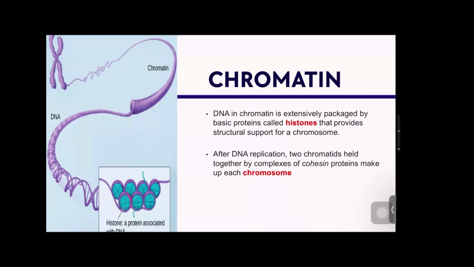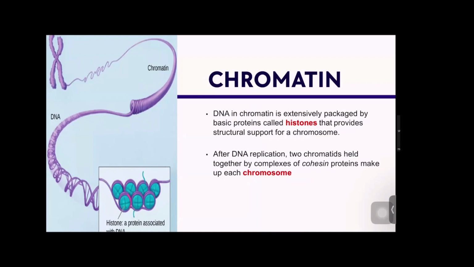So our DNA in chromatin is extensively packaged by basic proteins called histones that provide structural support for a chromosome. After DNA replication, two chromatids held together by complexes of cohesin proteins make up each chromosome. So let us take note that our chromatin again is made up of DNA and histones, which are protein in nature. So it serves as a storage form of genetic material when the cell is not dividing.